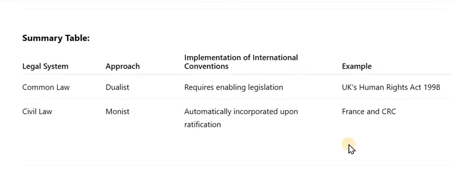And the last, the summary table: the legal system, approach, implementation and international conventions examples. Civil law is monist, automatically incorporated upon ratification. If it's monist, it's directly incorporated upon ratification, like what happens in France. In the dualist approach, common law requires enabling legislation. So you need to have a legislation like the UK Human Rights Act 1998.